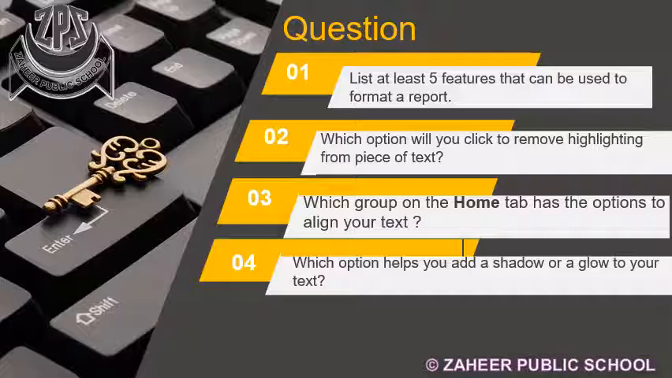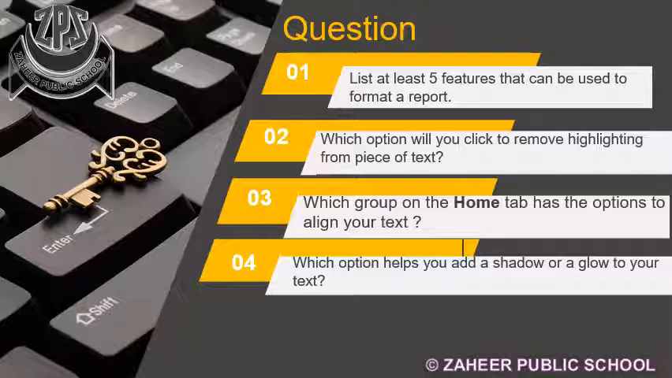And in the second question, which option will you click to remove the highlighting from a piece of text? In the slide, I have shown you how to remove the highlighting from a text. You have to just click the no color option from the text highlight color menu. And in the third question, which group on the home tab has the option to align your text? To align your text, you have to go to the option on the home tab of the paragraph group.